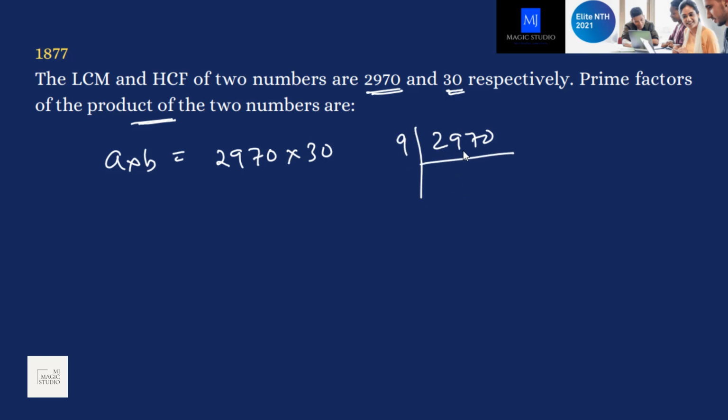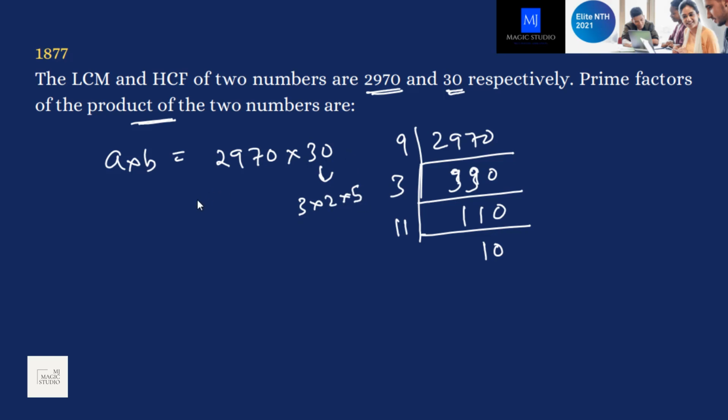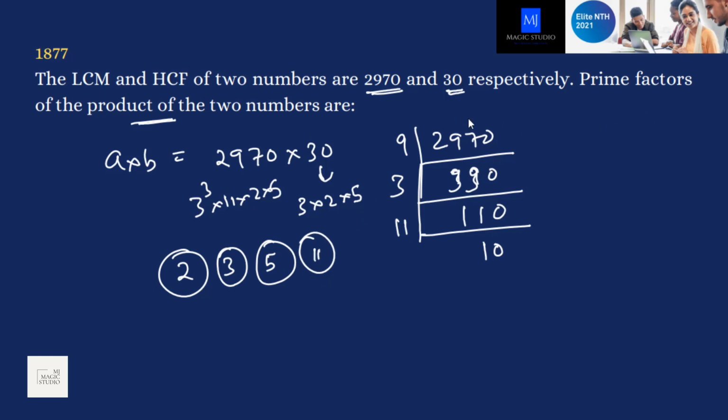2970, if I divide by 9, it would be 330. Sorry, 9 times 3 is 27. Sorry for that. 3 again will give 110. So we have 11 and 10. And here we have 3 into 2 into 5. So this is 3 cube into 11 into 2 into 5. So the prime numbers which we get are 2, 3, 5 and 11. So the prime factors of the product of the two numbers are 2, 3, 5 and 11.